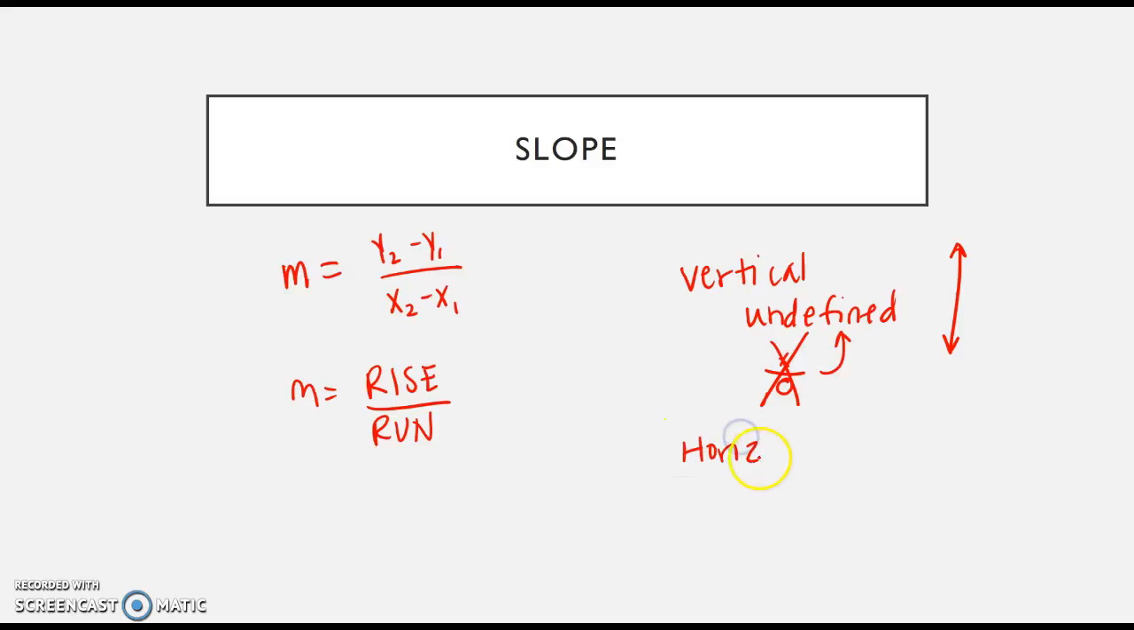Horizontal lines, right, they're flat. Okay, I cannot walk up a wall, but I can walk on a flat surface. So that's when your slope is 0. Okay, your horizontal lines like that. And then if you do it algebraically, you're going to get a 0 on top with something on the bottom, and that's okay. We just cannot divide by 0 ever, ever, ever. So we have an undefined slope.